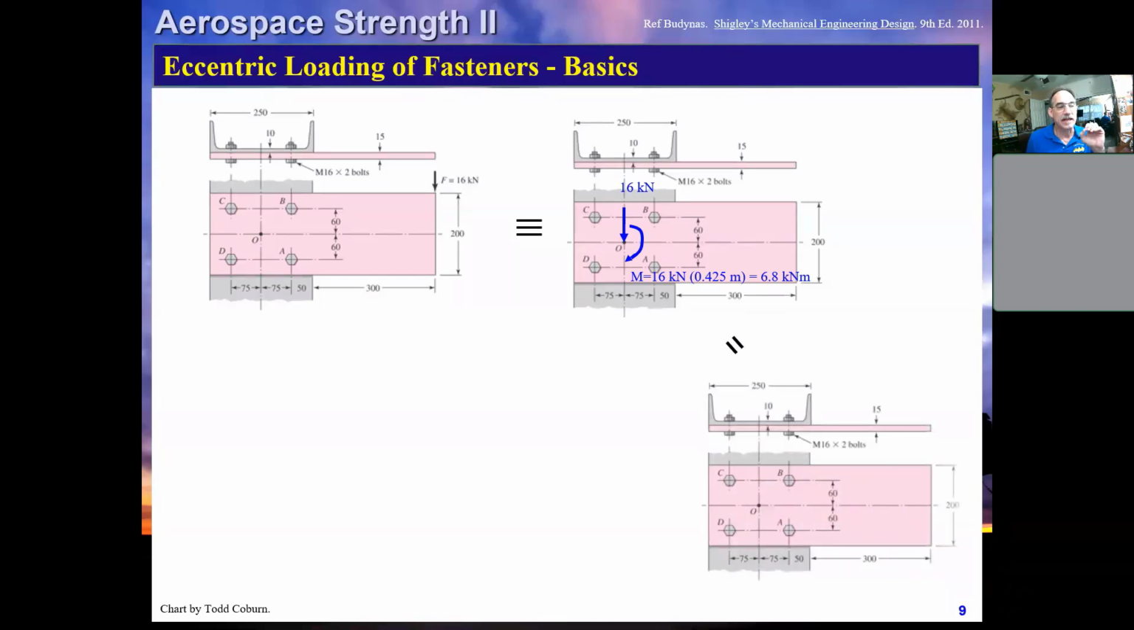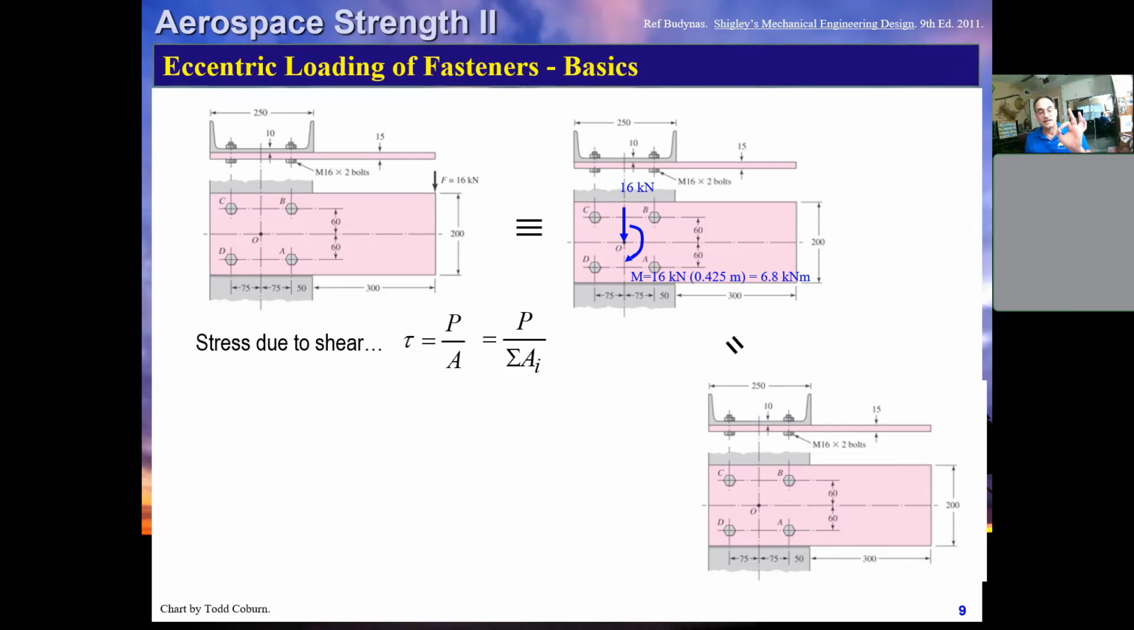Now, if we look at the equivalent system, what's going to happen is we have the axial force, which is going to cause a load per fastener, and we have the moment, which is going to cause a load per fastener. The actual equation is, first we're going to have a P over A component, which is just our force over the total area. What is the total area? It's the summation of the areas of all of the bolts.